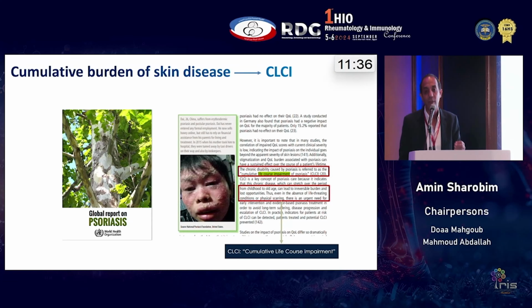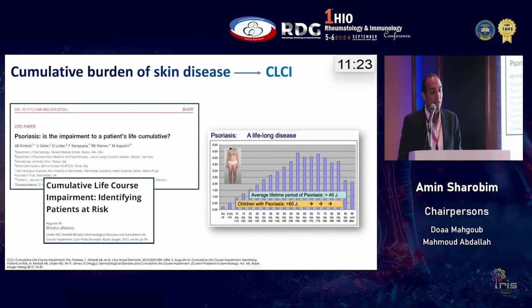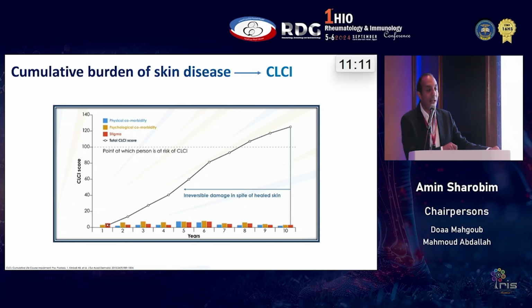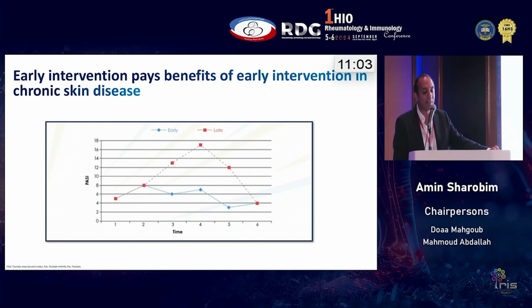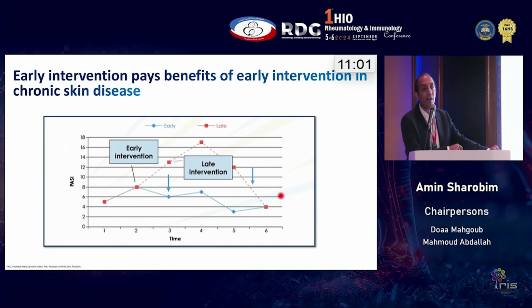We always have to think about the cumulative life course impairment of the patient with psoriasis, especially the patient with severe psoriasis, and the pediatric or young patient diagnosed with severe psoriasis. The cumulative life impairment starts early in children, and it increases with age. And there is an area of reversible damage in spite of the healed skin, and this is what we call a window of early intervention.